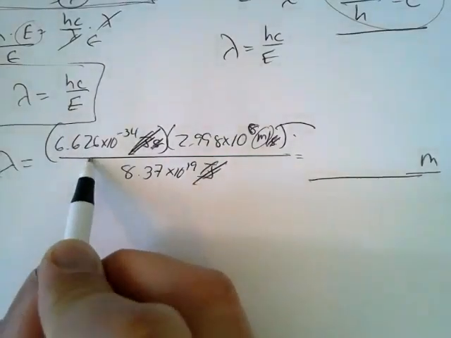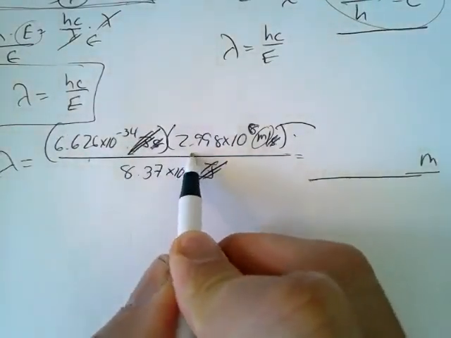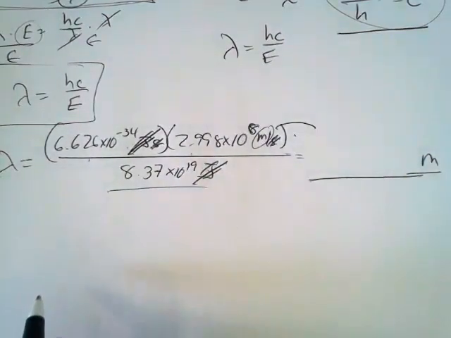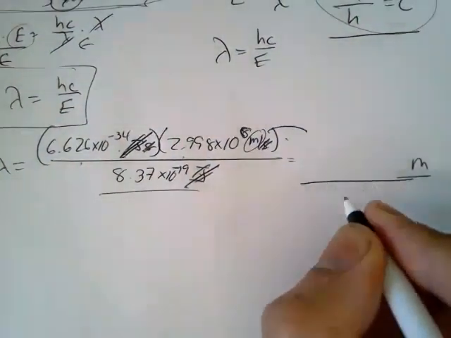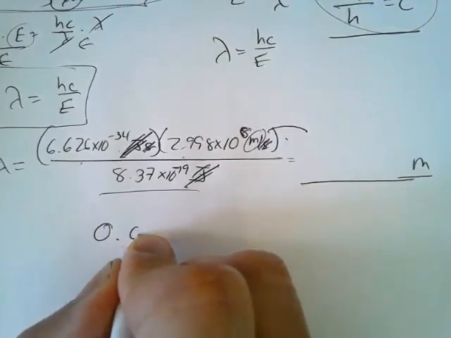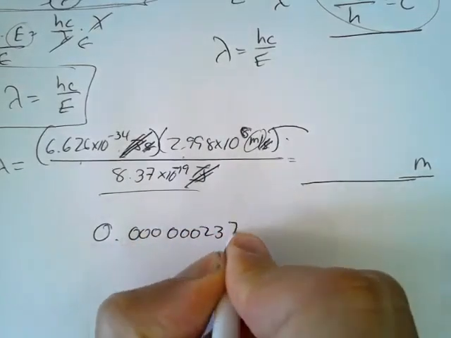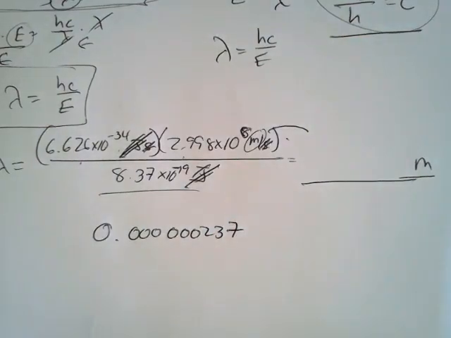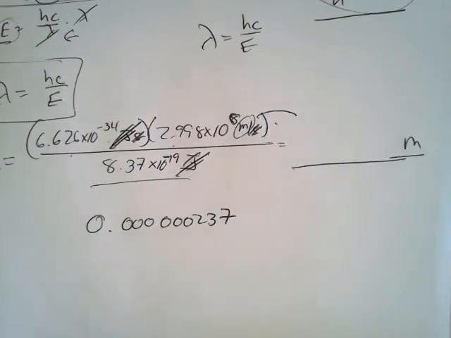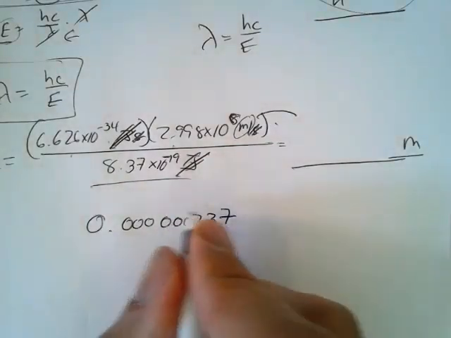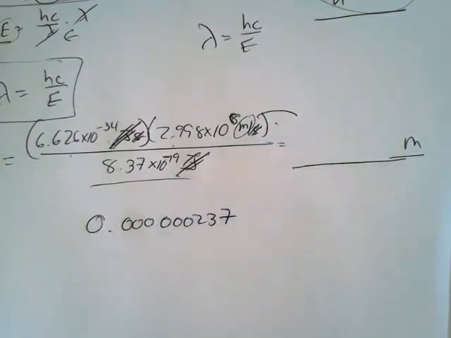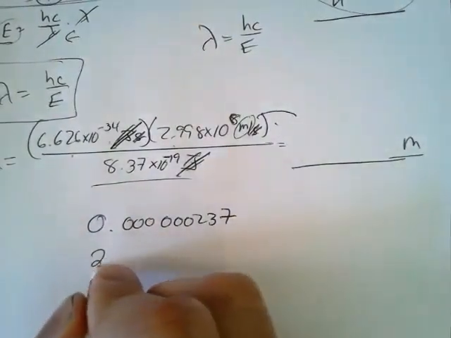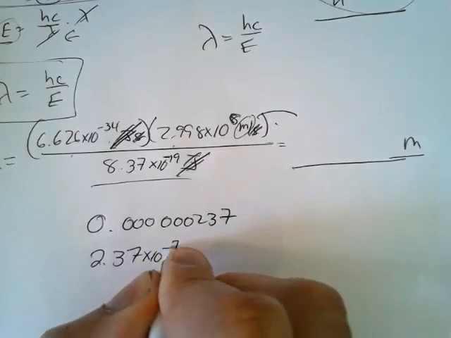Now, if you take the numbers 6.626 times 10 to the negative 34, multiplied by 2.998 times 10 to the 8th, divided by 8.37 times 10 to the minus 19, I get on my calculator 0.000000237, right? Because my calculator was not set to show me stuff in scientific notation. So if I'm writing this down quickly on an exam, I'm very likely to make a mistake. The person grading it is very likely to make a mistake looking at the zeros. If you were working in scientific notation, you might have seen 2.37 times 10 to the minus 7.